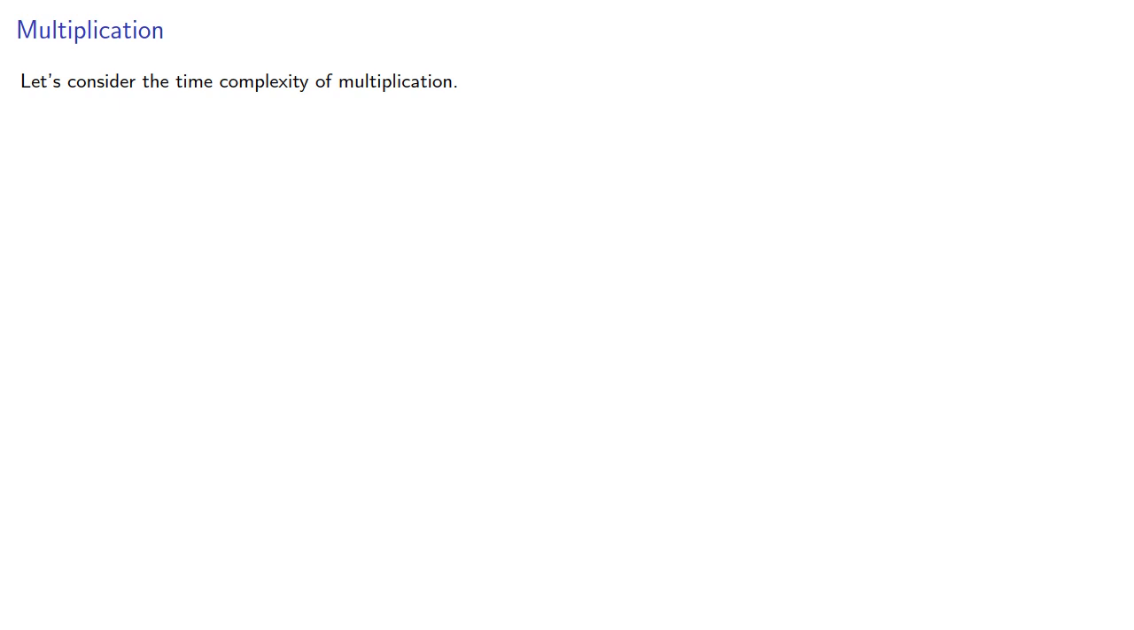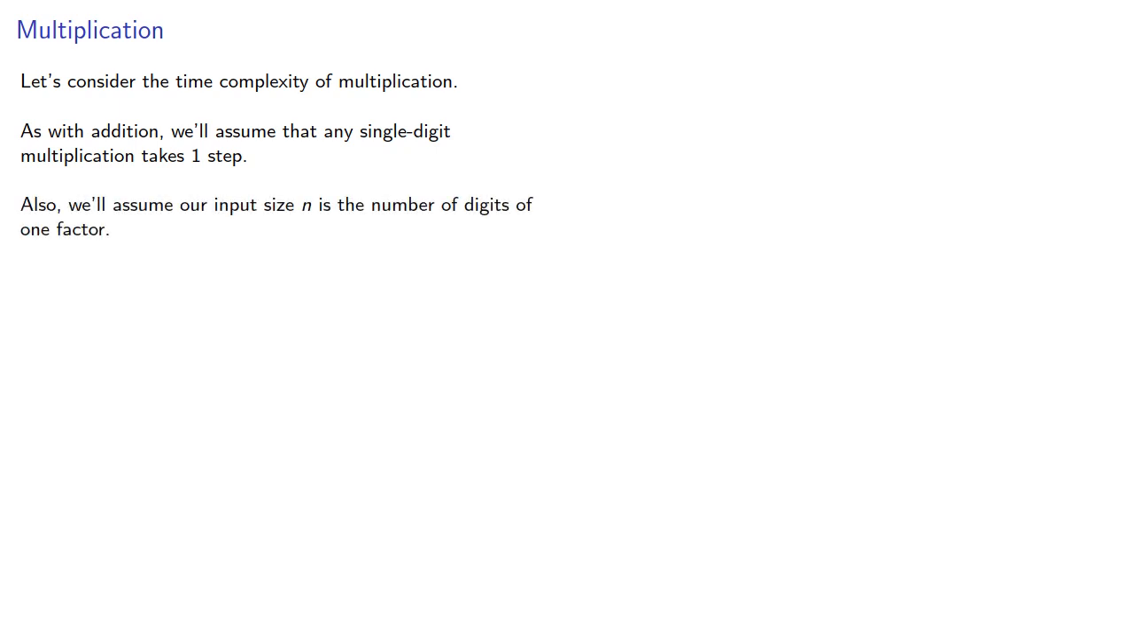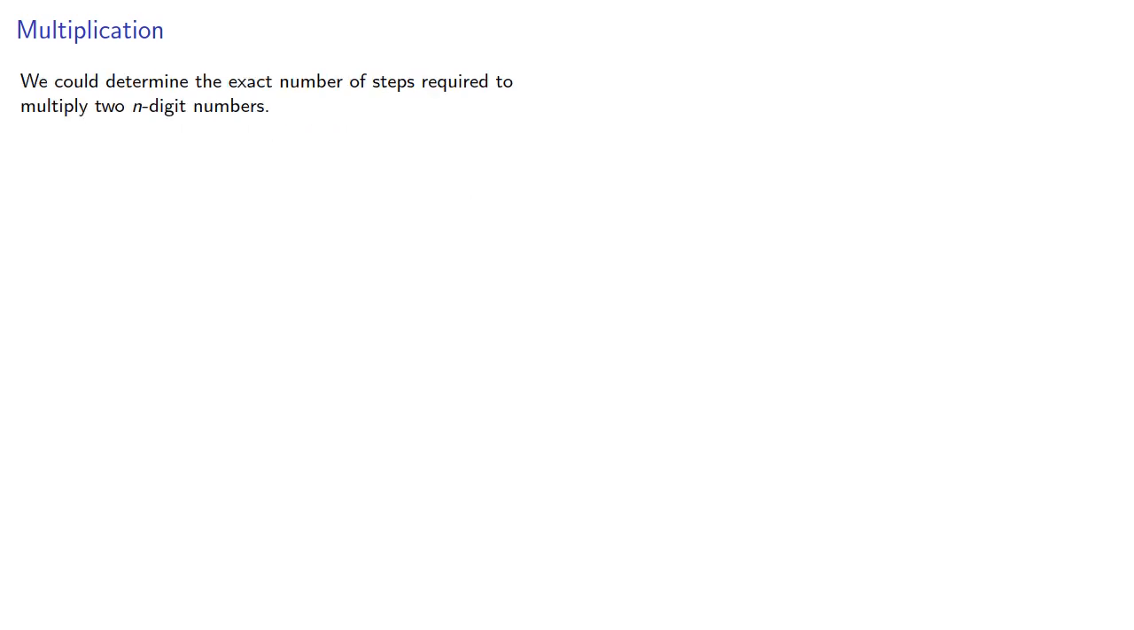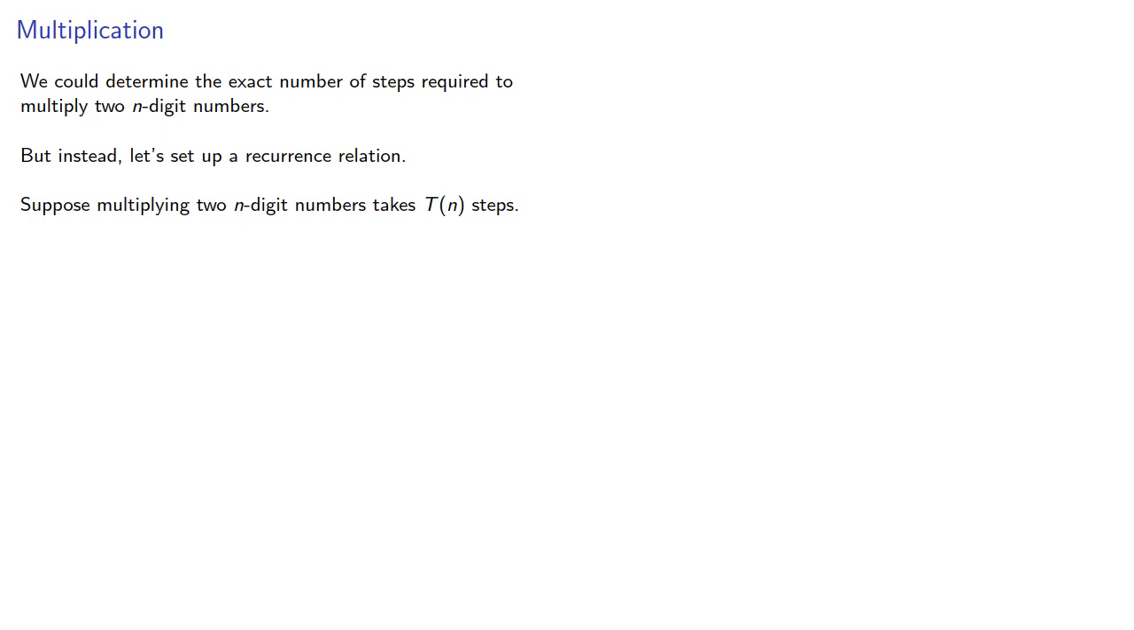Now let's consider the time complexity of multiplication. As with addition, we'll assume that any single-digit multiplication takes one step. Also, we'll assume our input size n is the number of digits of one factor, and we'll assume both factors have n digits. Now we could determine the exact number of steps required to multiply two n-digit numbers, but instead let's set up a recurrence relation. Suppose multiplying two n-digit numbers takes t of n steps.